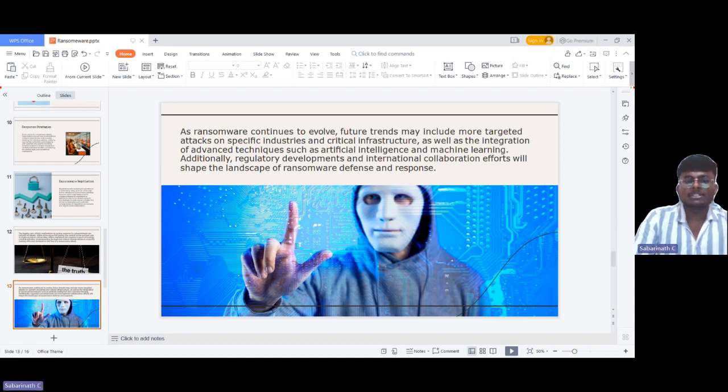Ransomware continues to evolve. Future trends may include more targeted attacks on specific industries and critical infrastructure, as well as the integration of advanced techniques such as artificial intelligence and machine learning. Additionally, regulatory developments and international collaboration efforts will shape the landscape of ransomware defense and response.